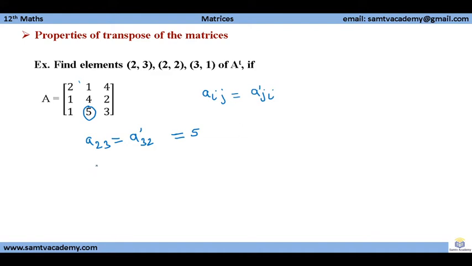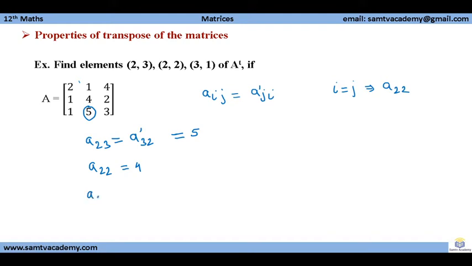Similarly, what second element do we need to find? A22. As I told you, if i is equal to j, then the element at that location will remain the same. So that will be equal to A22 only. What is A22? Second row, second column. So this is 4.